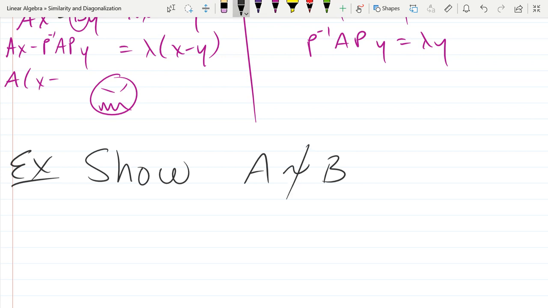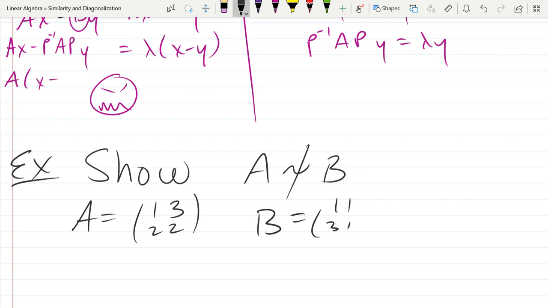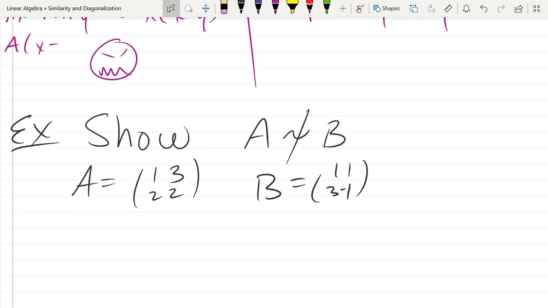Not similar. So all you have to do is check, well, I'll write down A and B. A is the matrix 1, 3, 2, 2. B will be 1, 1, 3, minus 1. To show they're similar, we'd have to create a matrix P such that P inverse AP equals B. But now we're supposed to show that there is no such matrix.